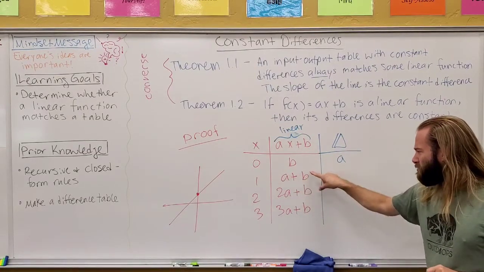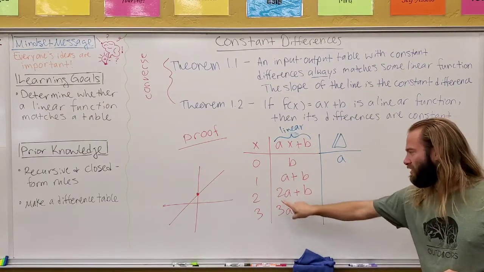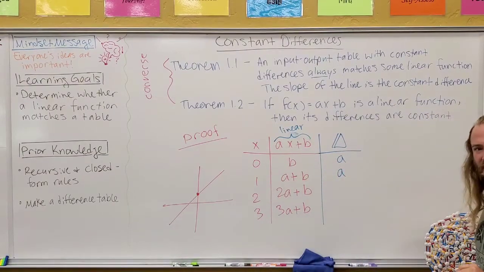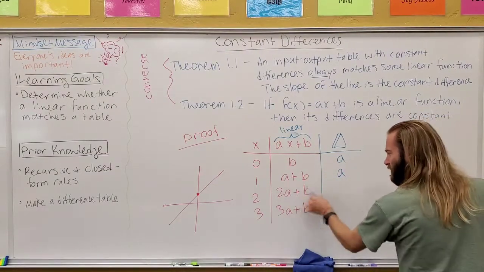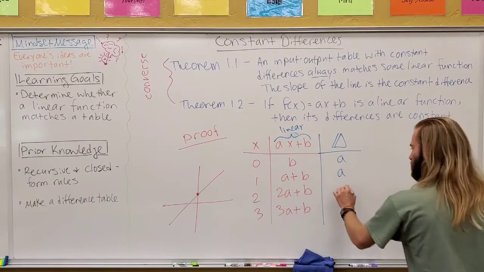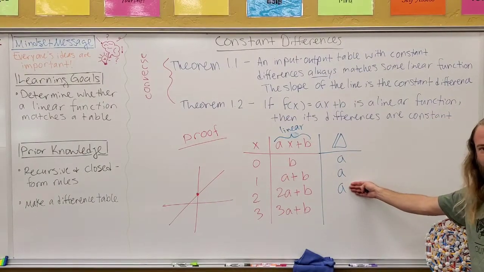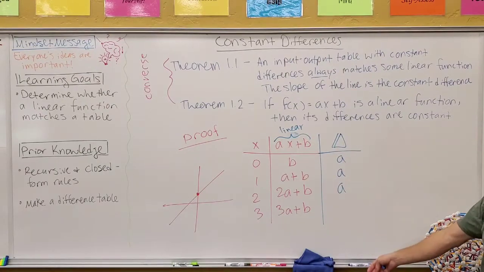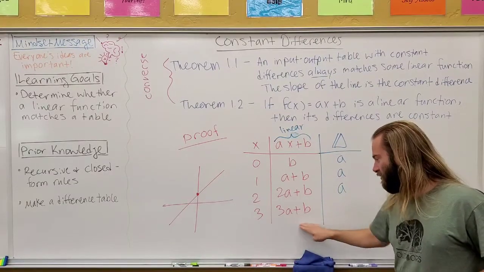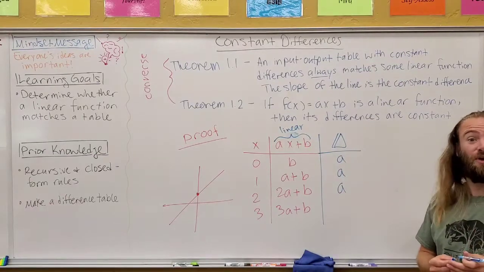Well, from a plus b, how did I get to 2a plus b? What's the only thing that was added on? Another a. So this is also a. Again from here, there are no more b's adding on. The only thing we're doing is adding another copy of a. So we can see this is generating the same difference the whole way down. I'm sure you'd be convinced that this works continuing further, because it would be 4a plus b, 5a plus b, etc., and this would just continue to be constant.